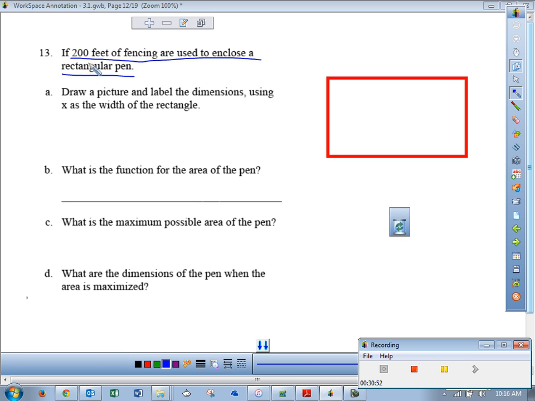They give us 200 feet of fencing for a rectangular pen. So I drew a rectangle like it told me to. This is talking about the perimeter. The problem is we don't know any of the side lengths, correct?